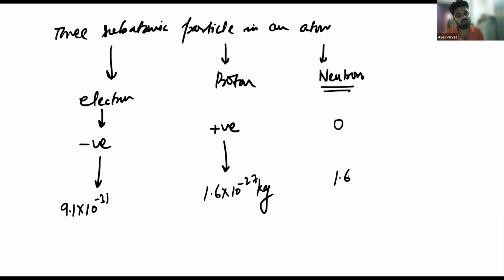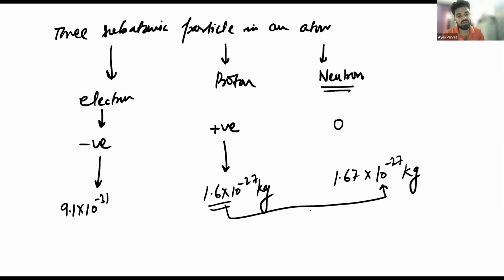And this is also 1.6. Neutron is almost the same, the same mass, 10 to the power minus 27 kilograms. So you can check that this is much heavier than this one. And they're going to have almost the same size.